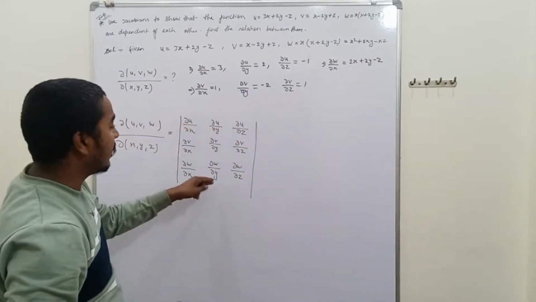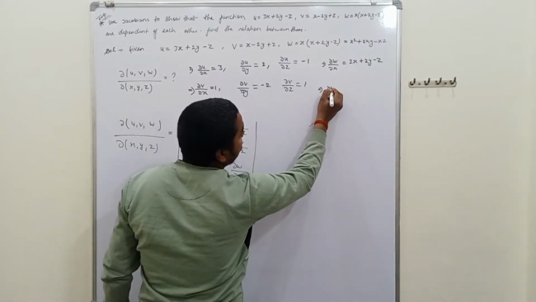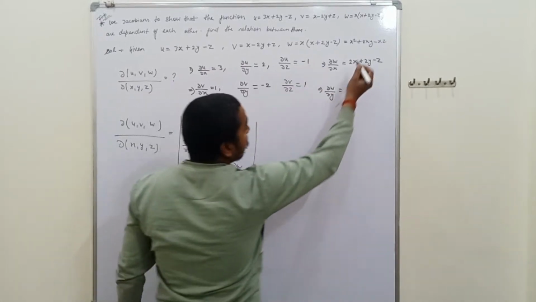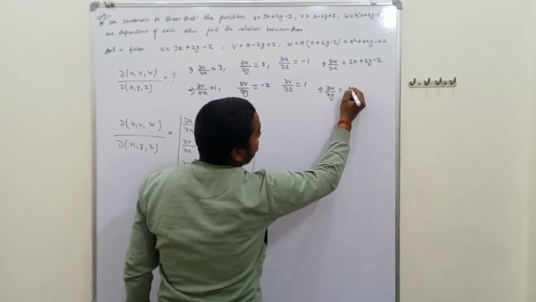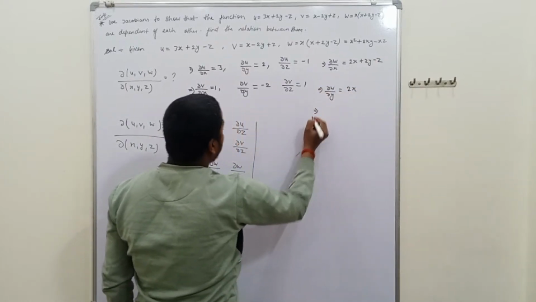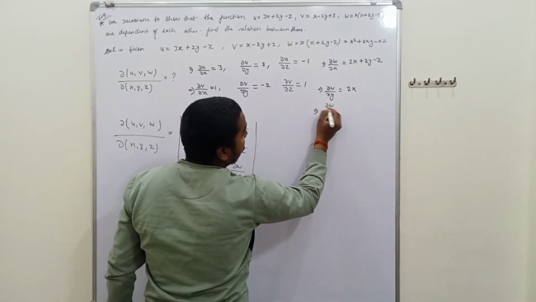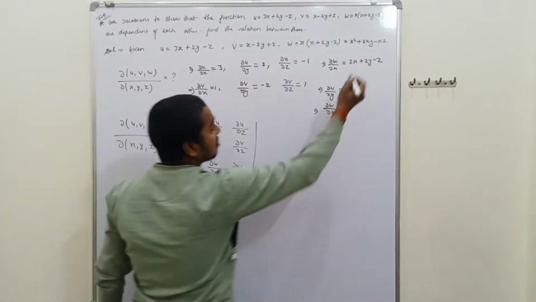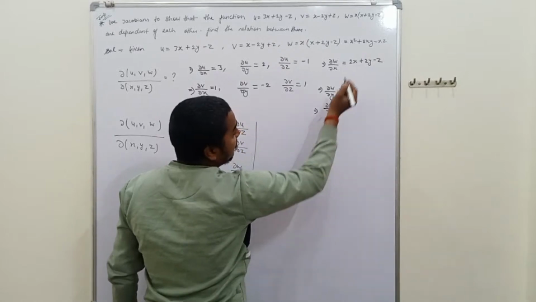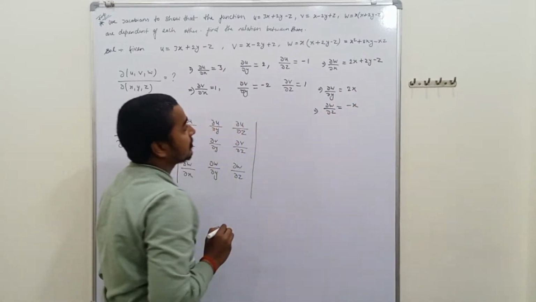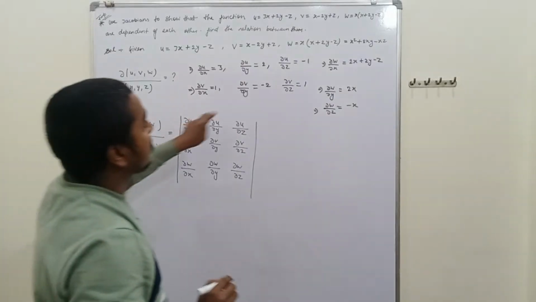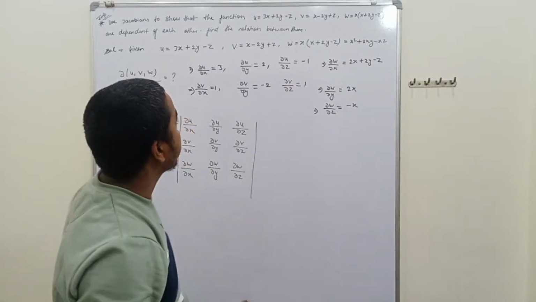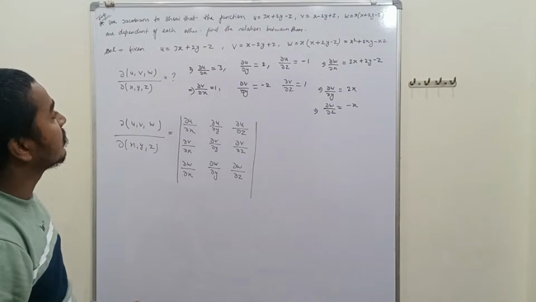Further we have to find del w upon del y. The value of w partially differentiating with respect to y, here 2xy differentiating partially with respect to y, that is 2x. And further del w upon del z: w partially differentiating with respect to z, that is minus xz, giving minus x.